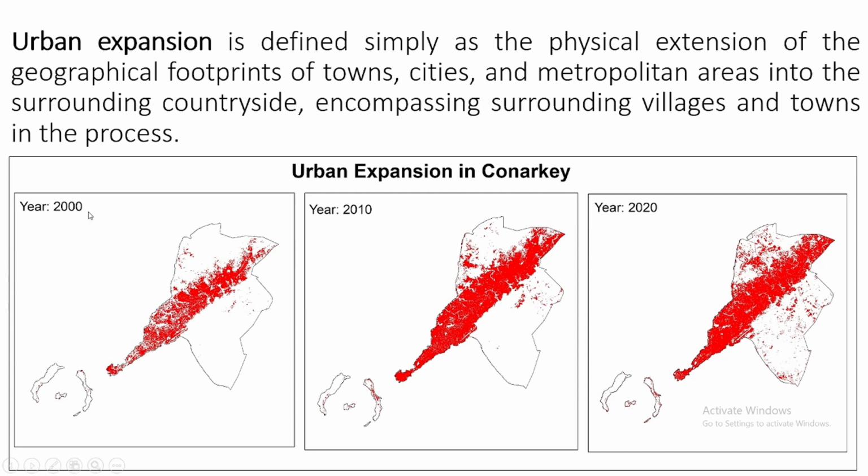So first of all, in 2000, we find only this urban area. Then in 2010, an interval of 10 years, and again after 10 years, we find that the urban area increased into the surrounding villages. We can easily find the expansion at the periphery of the urban area from here. So it's called the urban expansion map.